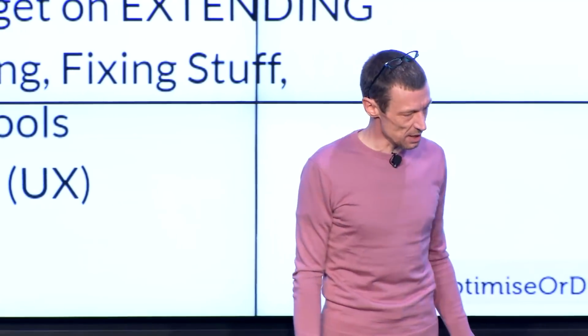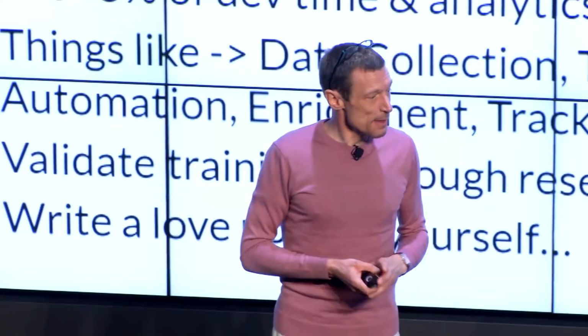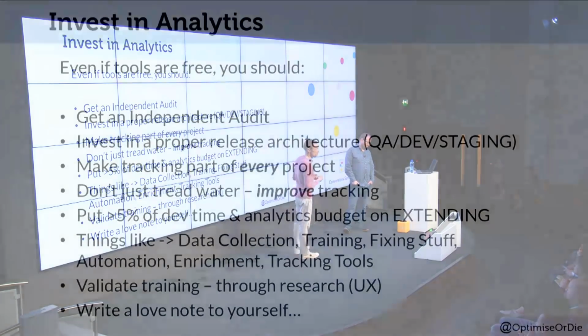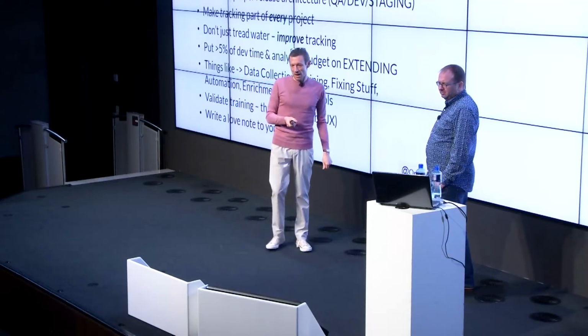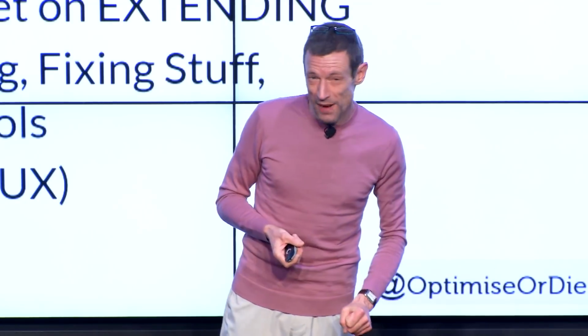And it's about the Swiss Army knives. So there's another point about investment in your analytics tools. Get an audit. One recommendation I can make here is put more than 5% of your development time and analytics budget on top onto extending. So if you spent £1 million on an analytics tool, spend 50 grand at least on extending it and improving it and training people. And also put more time into things like data collection, fixing stuff, automation, enrichment, and improving your tracking tools. But you should try and validate this stuff.